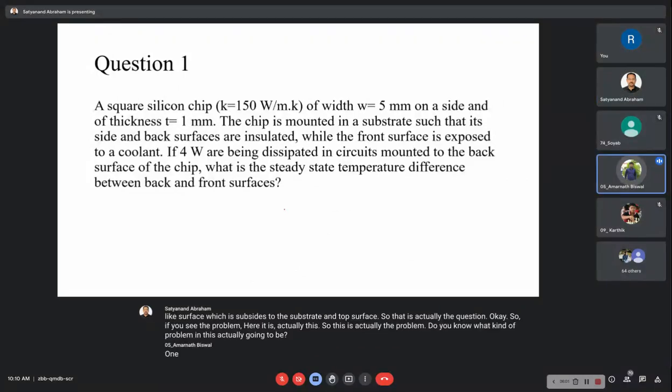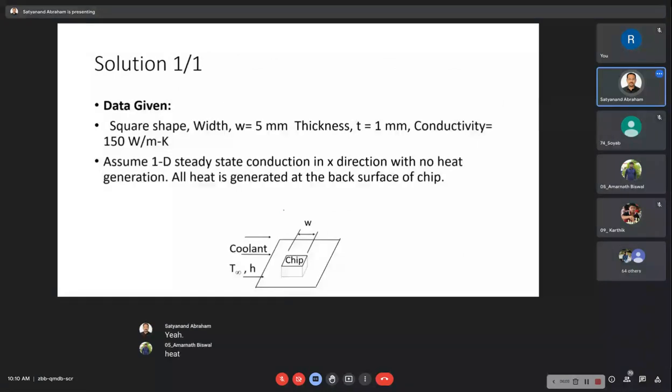Sir, one dimensional steady state without heat generation. Yeah, very good, very good.